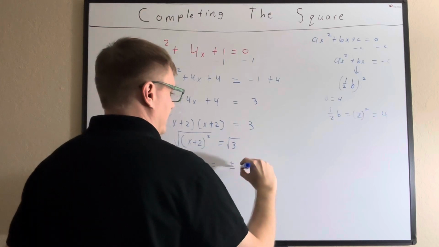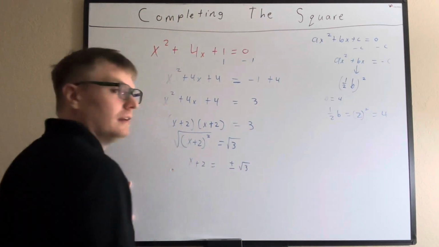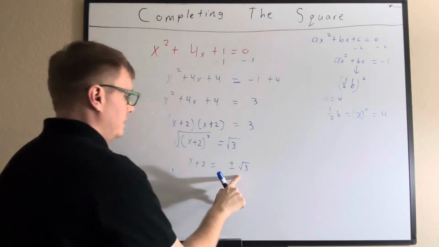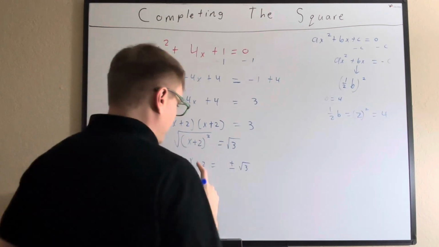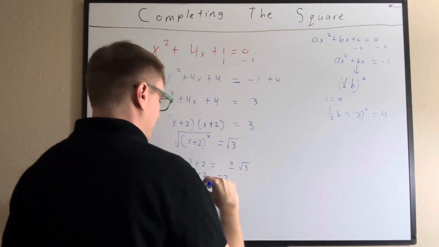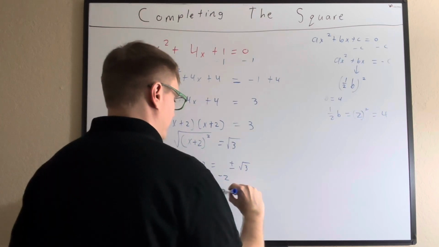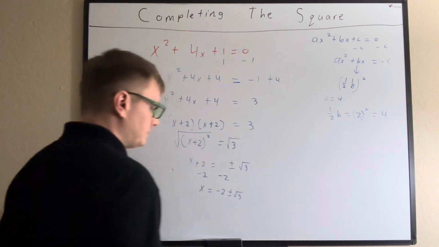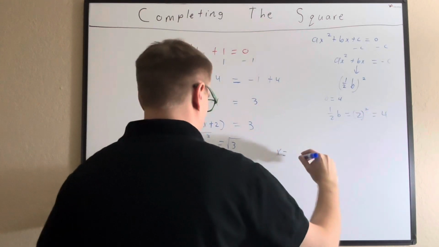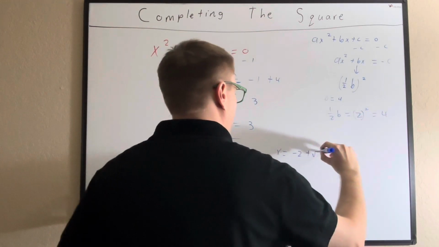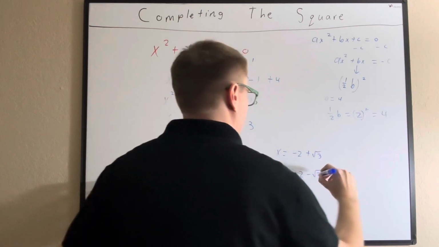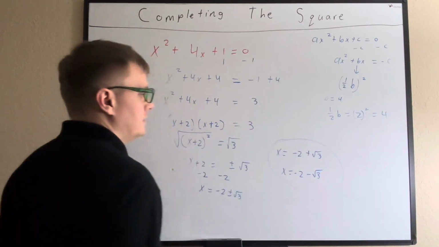Don't forget that positive negative. So we have x plus 2 equals positive negative square root 3. And we just finish it off. Subtract 2 from both sides. X equals negative 2 plus or minus square root 3. And the other way to write that is x equals negative 2 plus square root 3, and x equals negative 2 minus square root 3. Those are both of our answers.